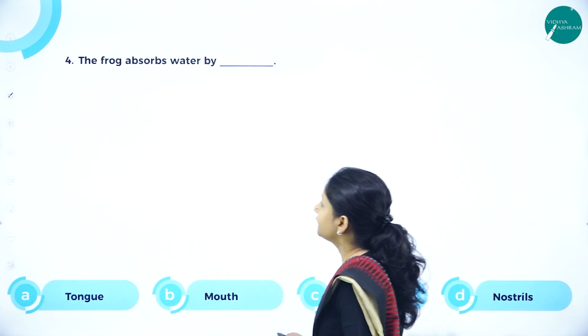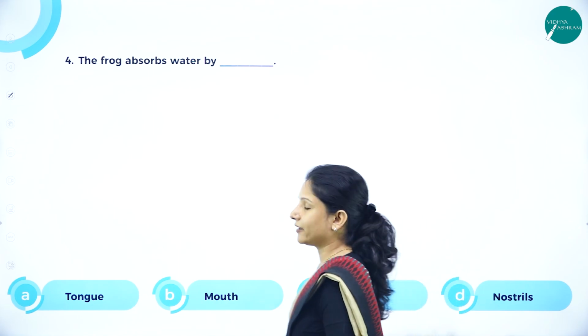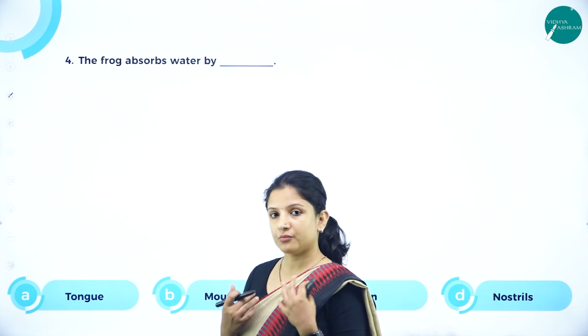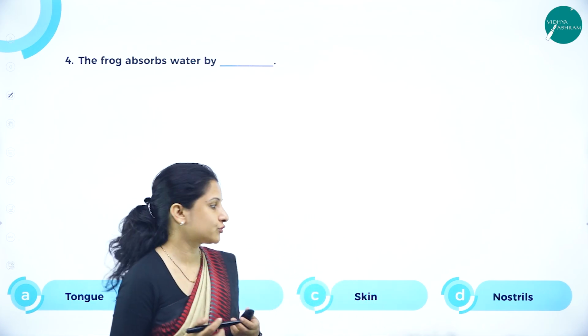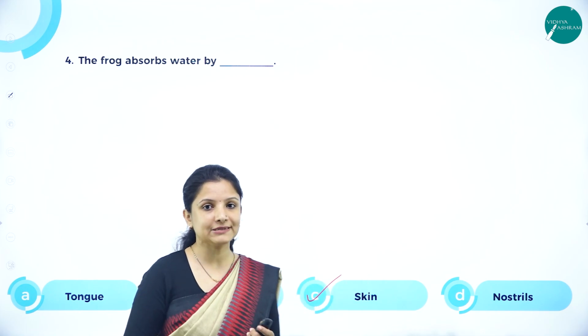Moving to the next: the frog absorbs water by tongue, mouth, skin, or nostril. I have told you they don't drink water directly using the tongue or the mouth, but they absorb water through their skin. So skin is the right answer here, option C.